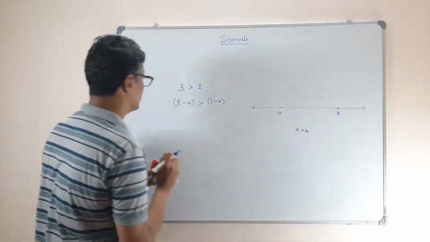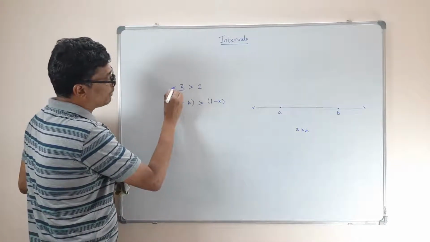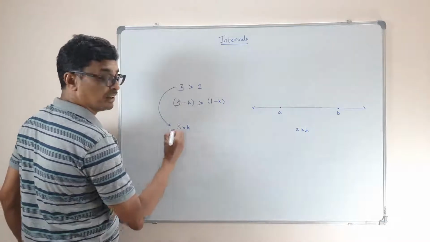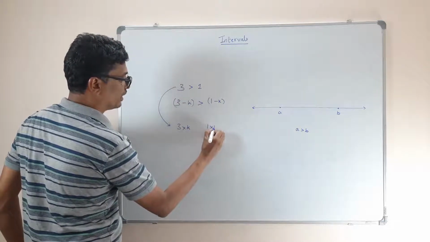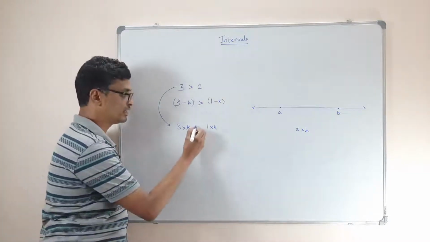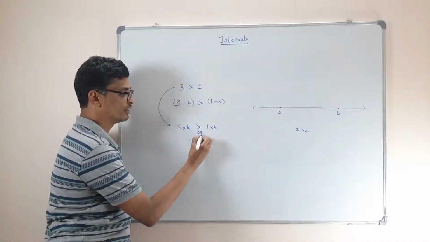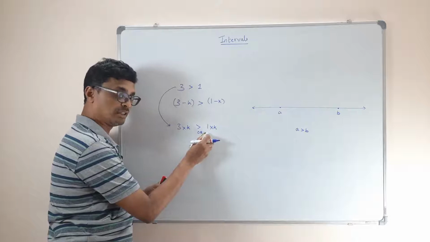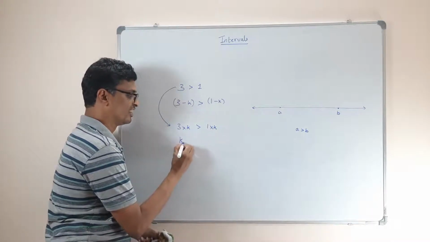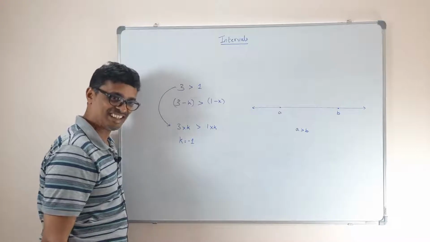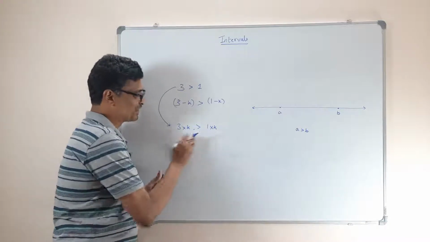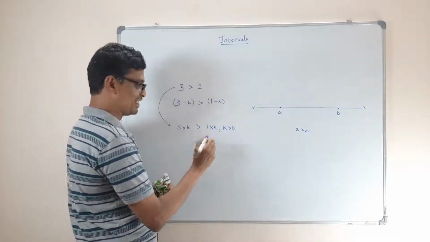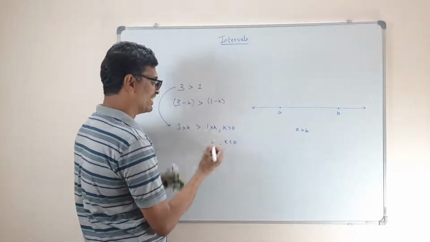On the other hand, suppose I am multiplying with some constant k. 3 times k, and here 1 times k. Tell me, will the sign change? Either this or this, it will be the same? Sure? No, unless it's a negative. Got it? Then it reverses. So if k is greater than 0, then this is valid. If k is less than 0, then it will reverse.